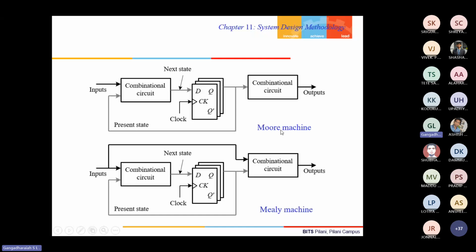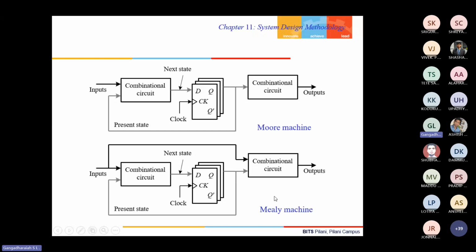There are two types of machines: one is Moore and another is Mealy. Moore is the co-founder of Intel, of course. There is a flip-flop here, there is a combinational logic, and there is an output here. The only difference you can notice is, in Moore machine and Mealy machine, in a Moore machine the output is just a function of the present state.